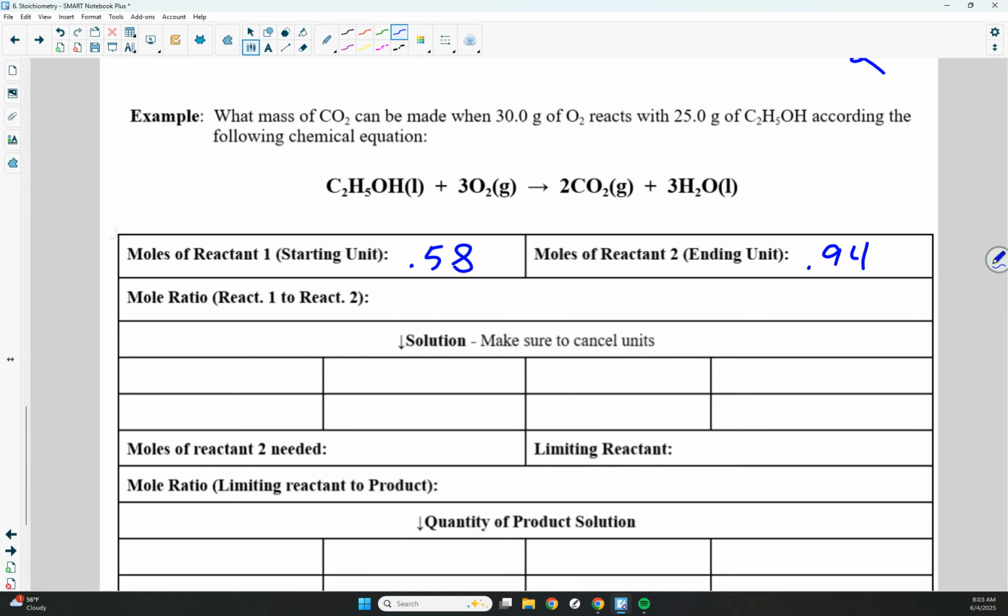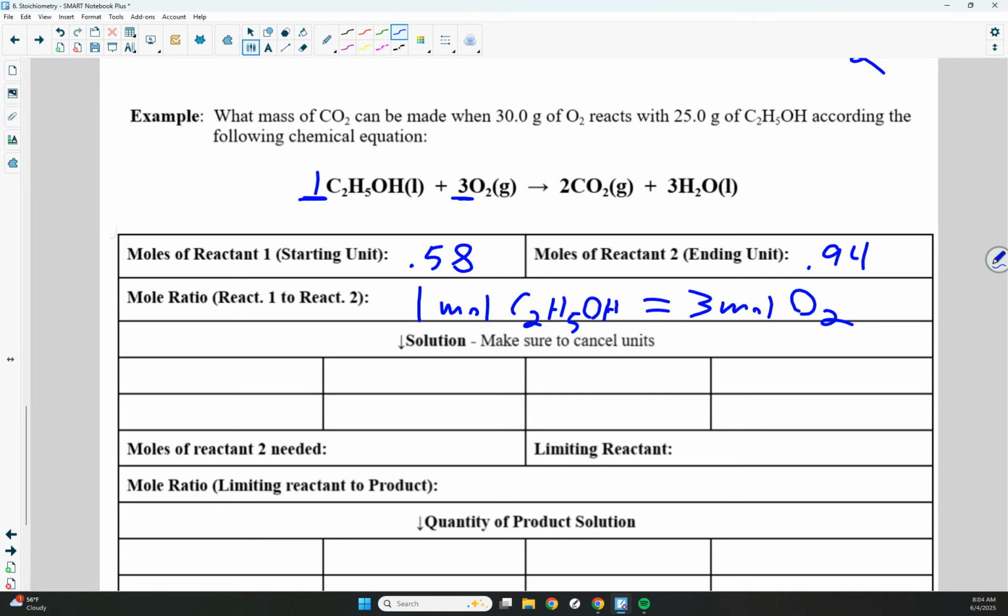And my ratio of these two, I'm going to get from the equation. So for ethanol, C2H5OH, I have a 1 here. Remember, if there's no number, that's the same as a 1. And for oxygen, my coefficient is a 3. So my mole ratio is 1 mole of ethanol is going to go with 3 moles of oxygen. Again, that is like saying 2 graham crackers for every 1 square of chocolate. It's a similar statement there, okay?